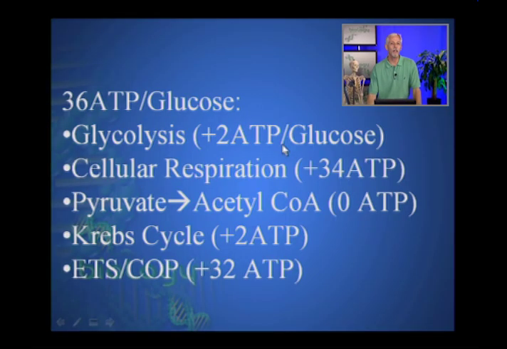Now, the last thing I want to get to then is just a quick summary of where the ATPs come from. So again, glycolysis will yield 2 ATPs per glucose. Cellular respiration, 34 ATPs per glucose. We don't get any from the conversion of pyruvate to acetyl coenzyme A. Krebs cycle will give us 2 per glucose. But again, the big delivery is electron transport, chemiosmotic phosphorylation, 32 ATP per glucose. So we have to have the oxygen to get that big delivery because we can't live on 2 ATPs per glucose.